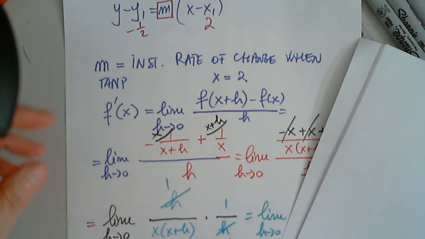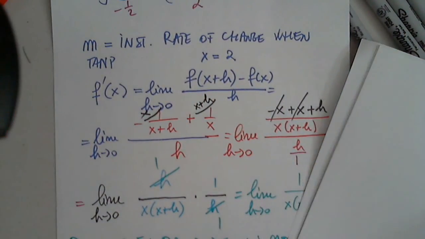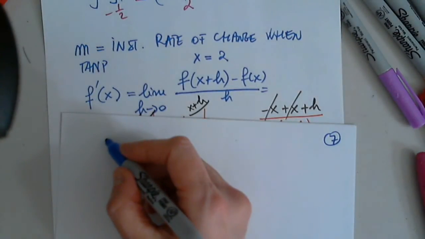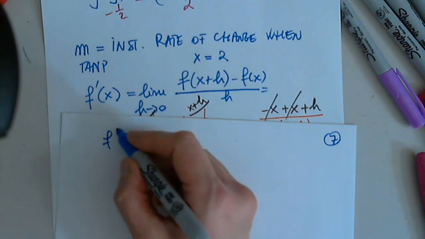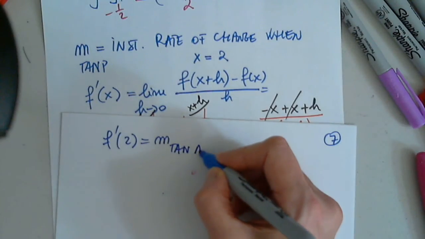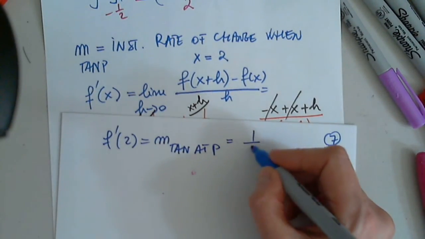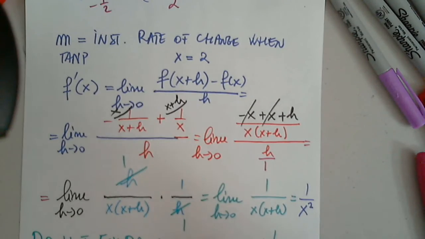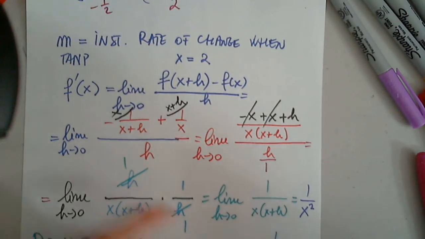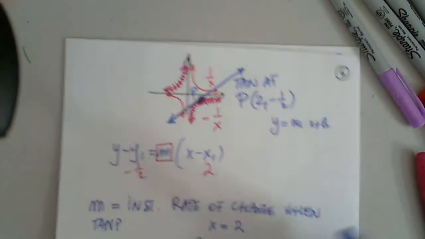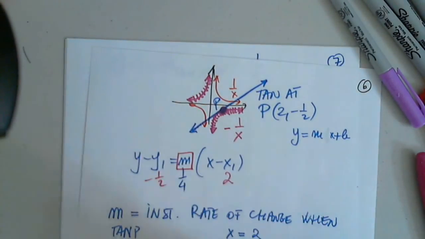Say it again. It'd be 1 over 4. Indeed. F prime of 2 is the slope of the tangent at P, which is 1 over 4. Excellent. Why 1 over 4? Because f prime is 1 over x squared, and I plugged in 2. Great job. Who said that? Jackson. Thank you.